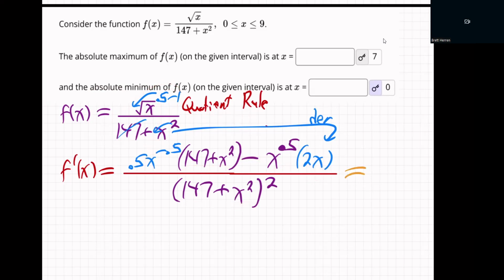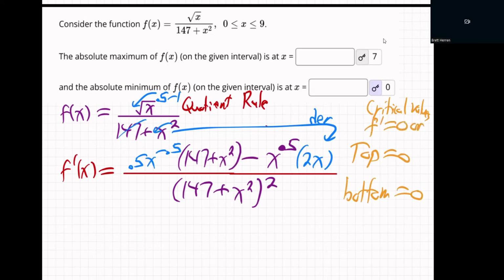We set that equal to 0. And really, what we do, let me make it more clear, we do separately the top equal to 0 and the bottom equal to 0. Why? Because we're looking for critical values, and critical values are when the derivative is 0 or infinity. If the top is 0, the derivative will be 0. If the bottom is 0, it's infinity.